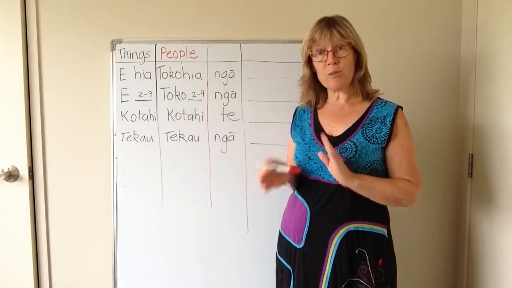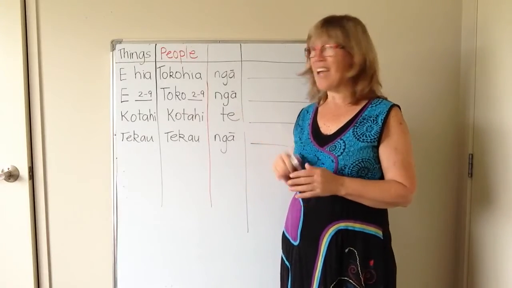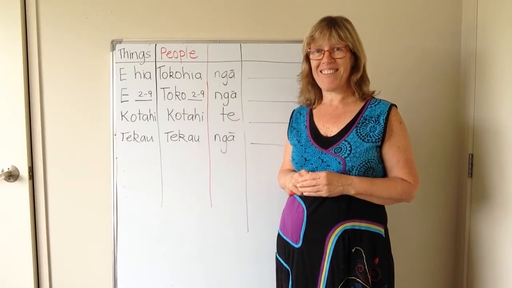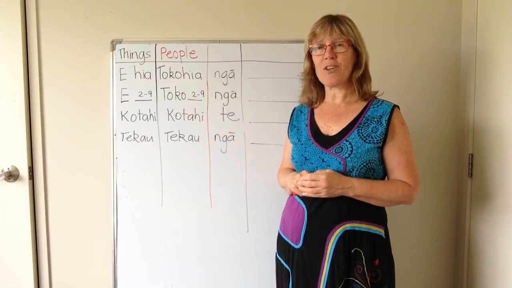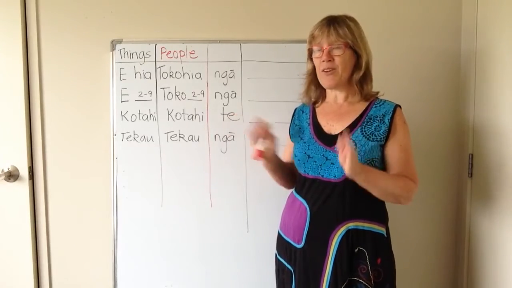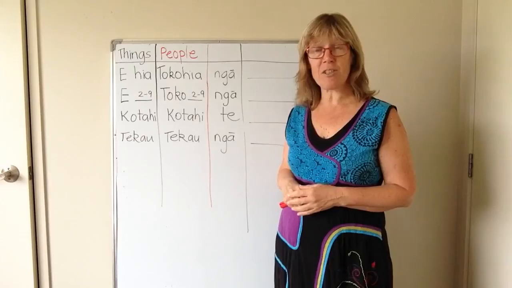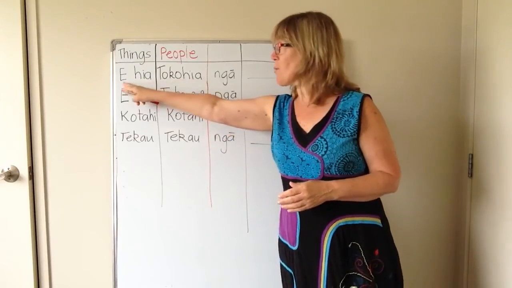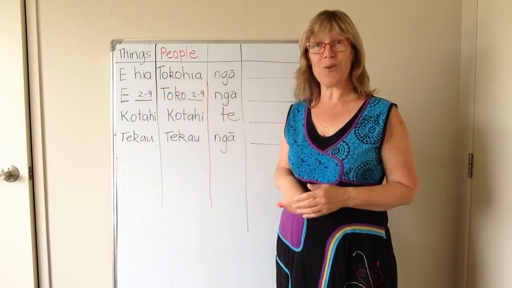So that's the difference between counting things and counting people. It's important to get it right. So do your best to remember when you're counting things and when you're counting people to change from to tōko.